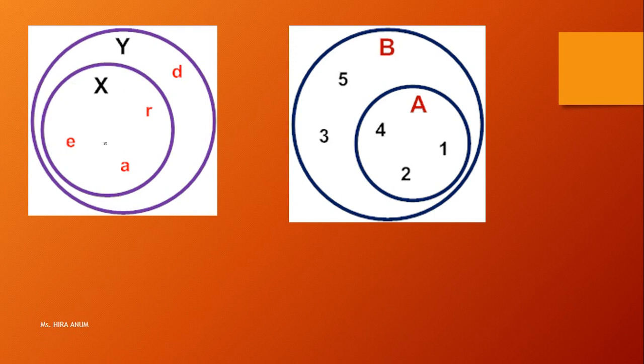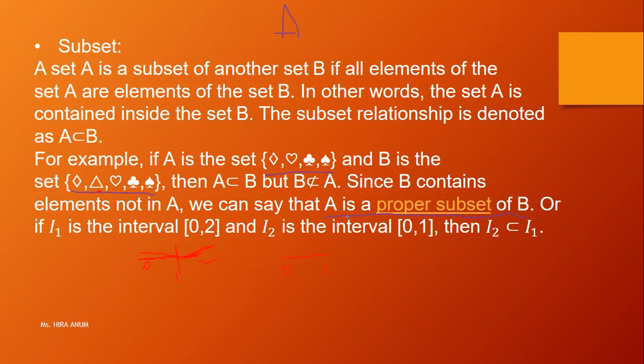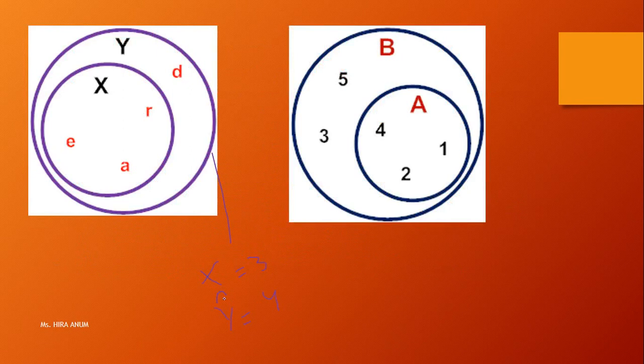You have two sets, x and y. In x you have E, A, R. In y you have E, A, R, D. In x you have 3 elements. In y you have 4 elements. So x is a subset of y. You can write it like this. A is a subset of B. You can write it like this.